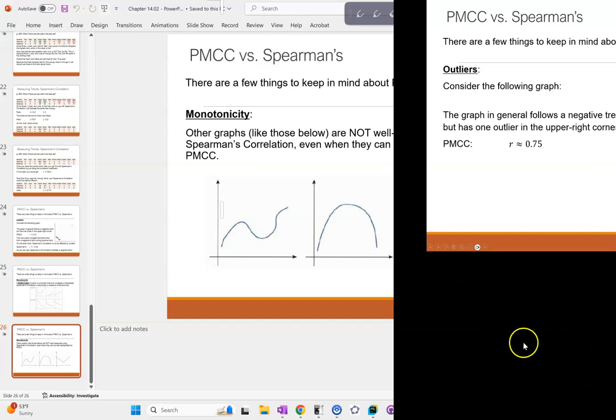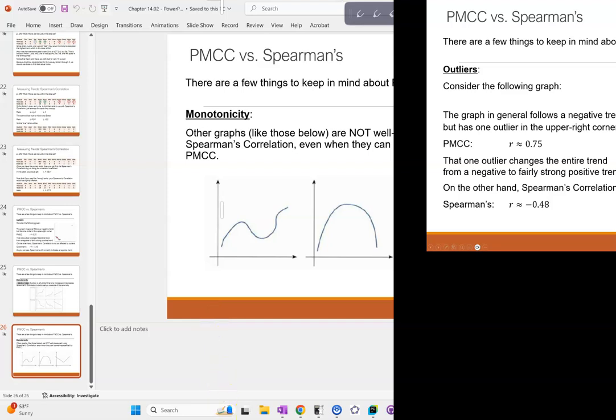Looks negative to me. What's happening is this crazy outlier out here is dragging the calculation into the positive direction. It's like, oh, look, here's my positive relationship. Doesn't seem very reasonable, right? The outlier's fooling the Pearson statistic.